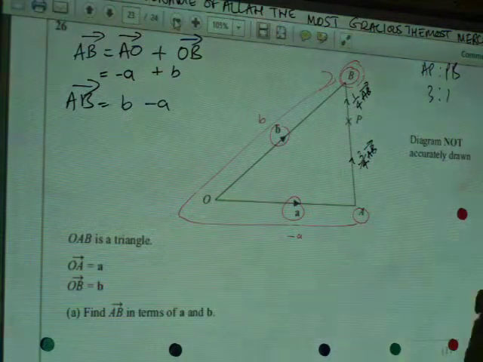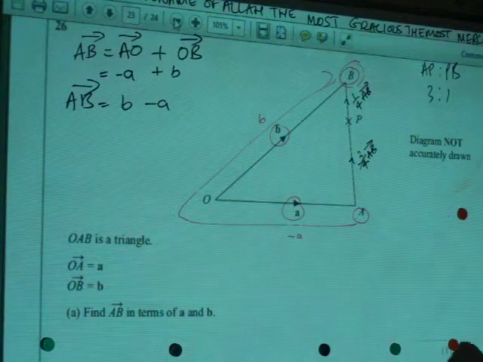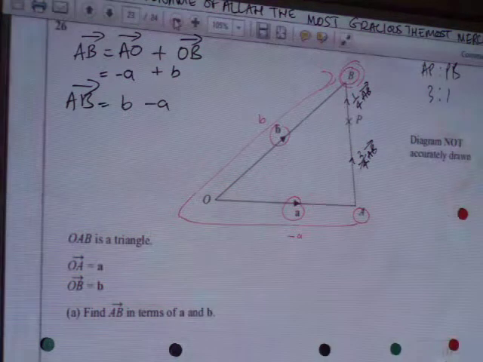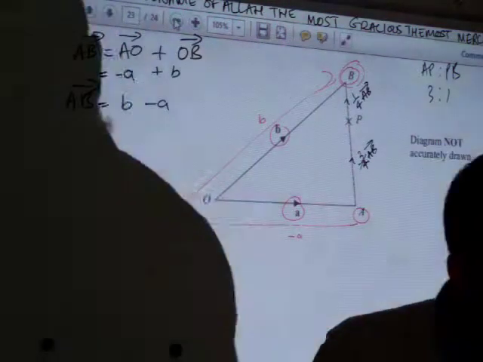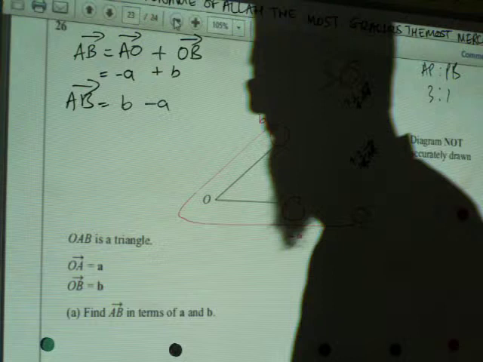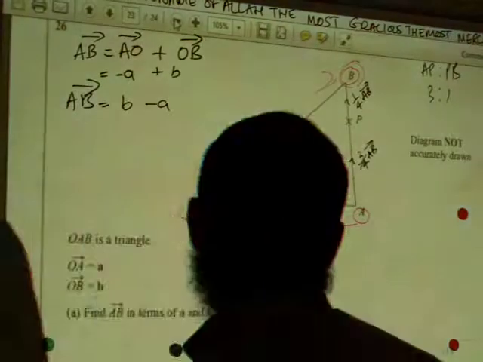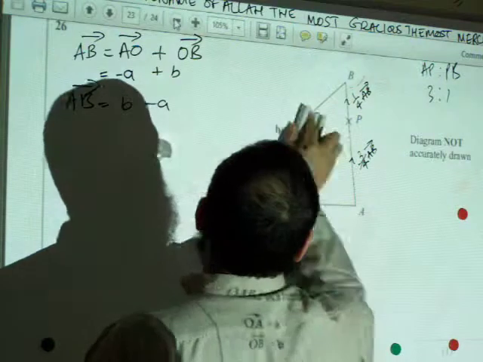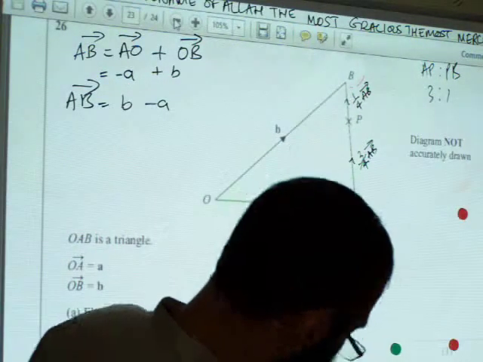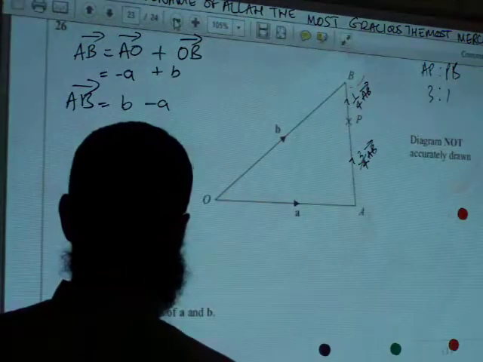Okay, they ask us to find O to P in terms of a and b. So we've got to go from O to P. Let's find O to P.